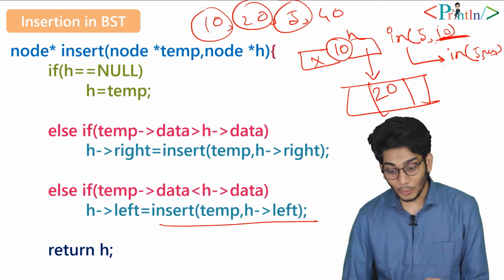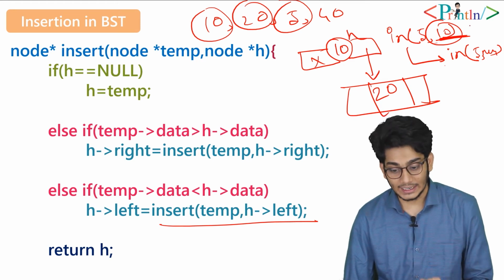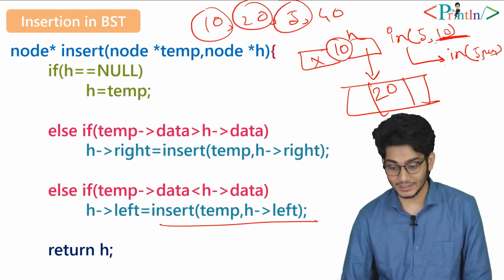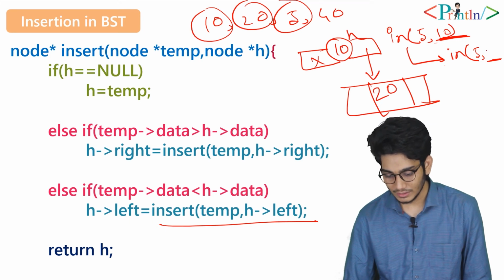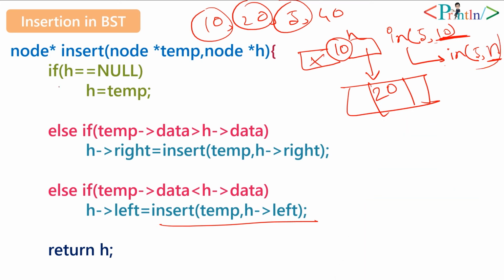So we'll simply pass null over here. We are passing the pointer, not the data. I have just written this 10 for your simplicity. So you can see that we are passing null over here, and h is equal to null.